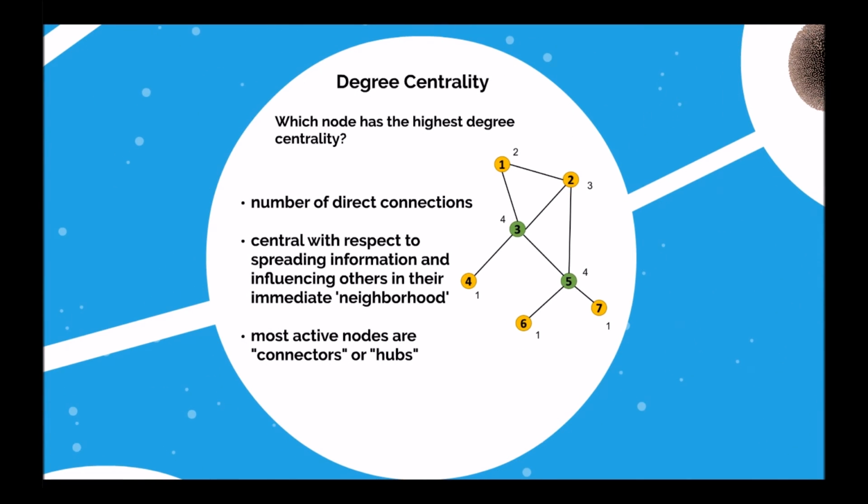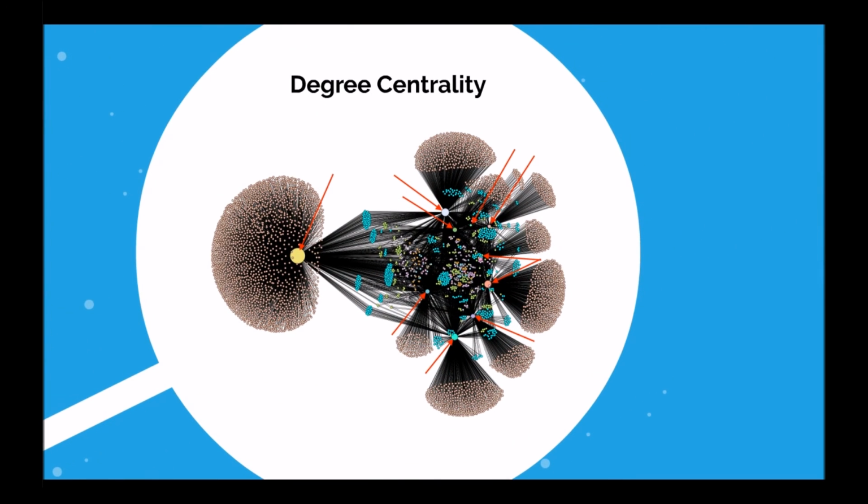Next, we analyzed the degree centrality, meaning which nodes, or in our case users, are most central with respect to spreading information and influencing others in the immediate neighborhood. It is the number of direct connections a node has. The most active nodes in this example are node 3 and 5, with 4 connections each. Let's have a look at our data. Our top 10 users are marked with arrows and represent the so-called connectors or hubs in the network.